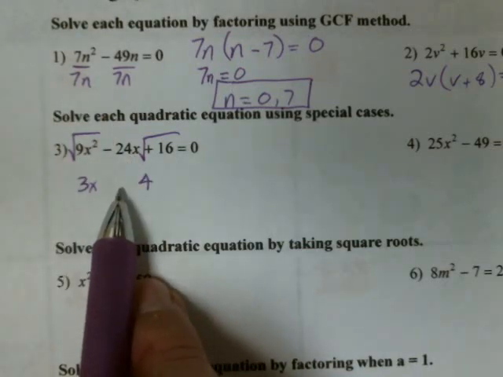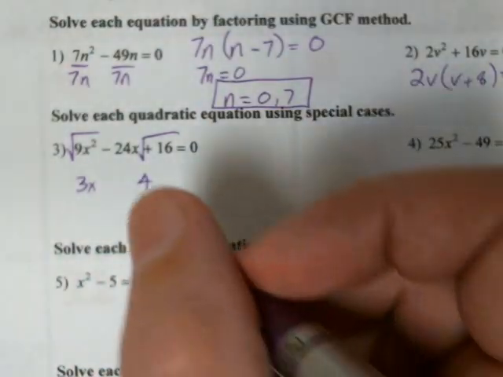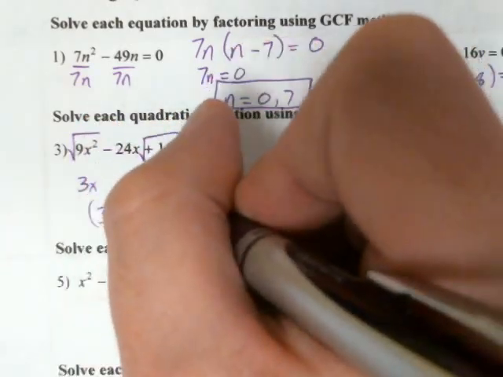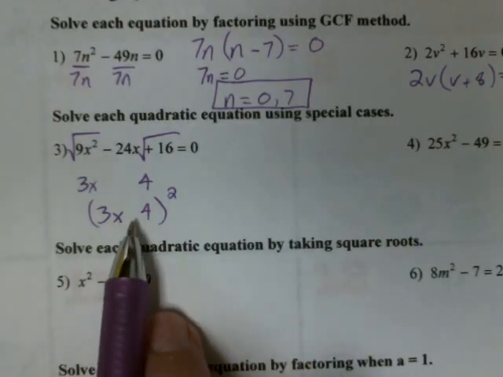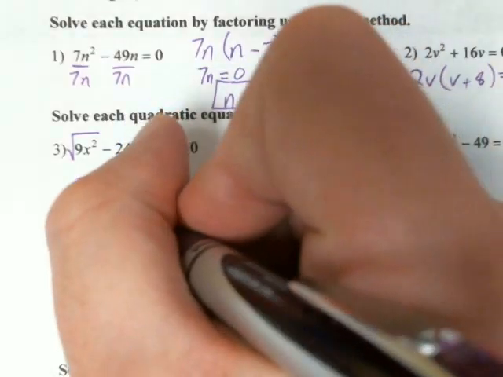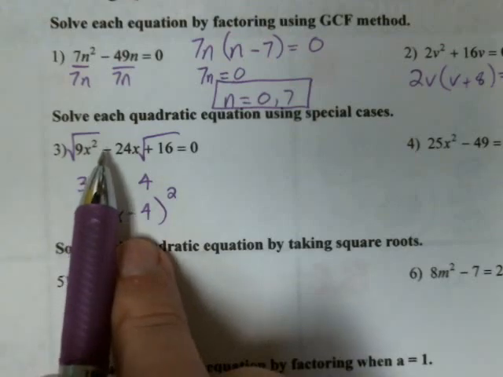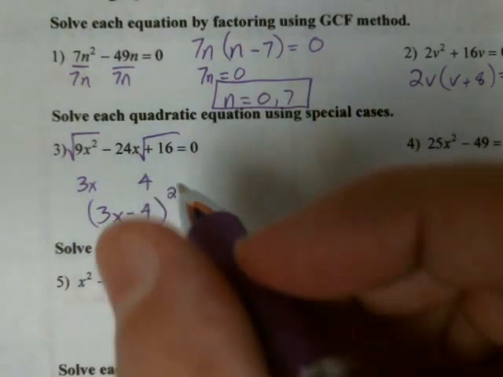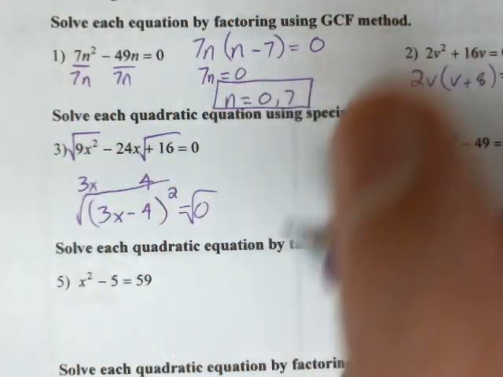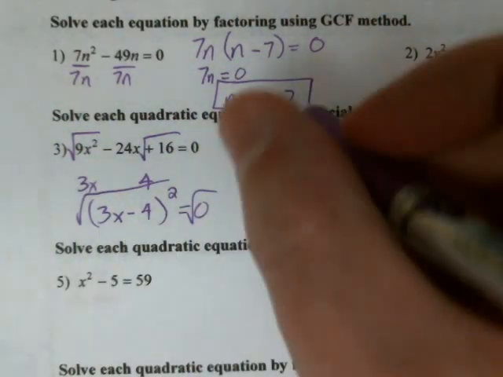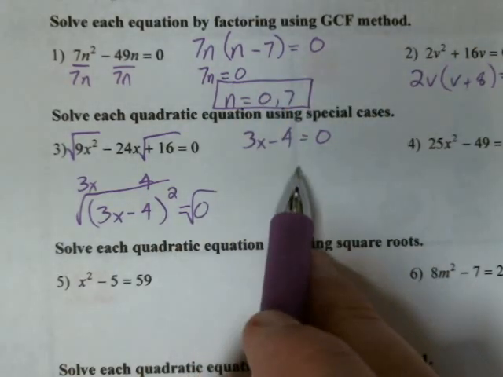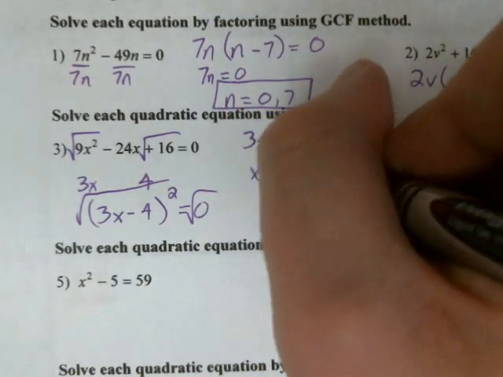So if that's the case, all you got to do, guys, is bring down these numbers and put a parenthesis squared around it: 3x, 4, squared. Now, how do I figure out what sign goes in the middle? It's the sign of the middle term. In this case, since that's negative, I'm going to put a negative there. If this had been a positive 24, this would be 3x plus 4 squared. And this is going to be equal to 0. Now to solve this, I simply take the square root of both sides. The square root of 0 is just 0, so I'll get 3x minus 4 equals 0. Move the 4 to the other side and divide by 3, I get x equals 4/3.